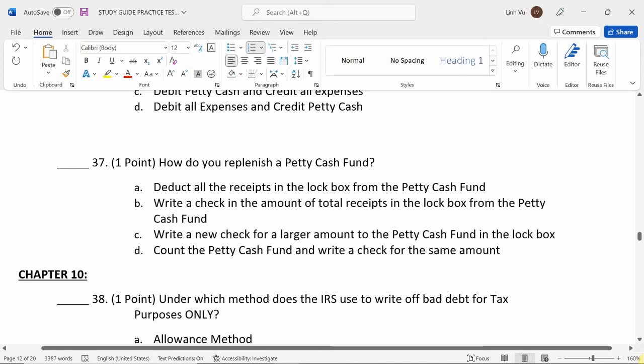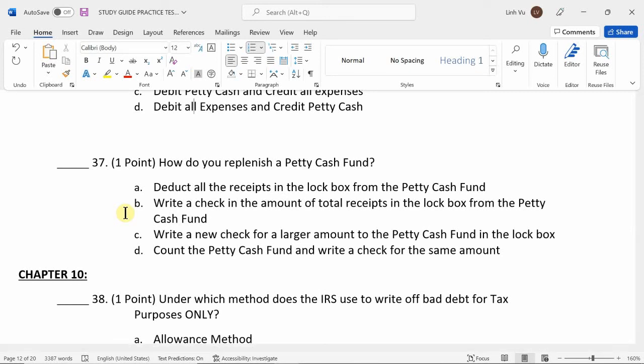How do you replenish the petty cash fund? Okay, I've got to be reading something wrong here because none of them sound right. Elaborate. Why is A not right? Because you deduct it from the petty cash fund, you take it out of checking. Okay, good. But we're talking about replenishing the petty cash fund. Right, good. A, you already debunked that one.